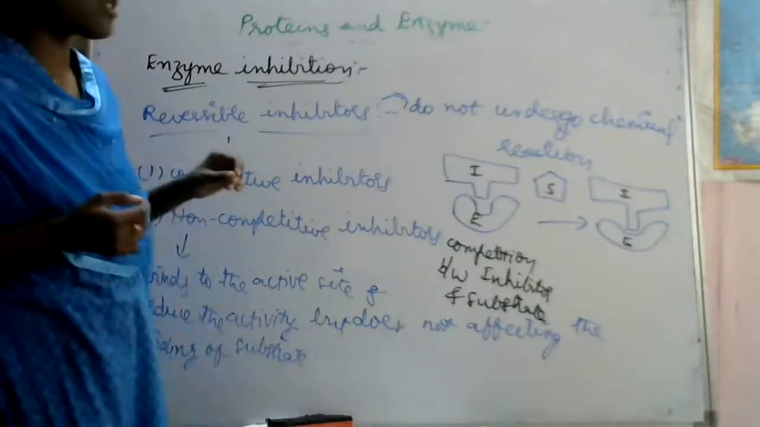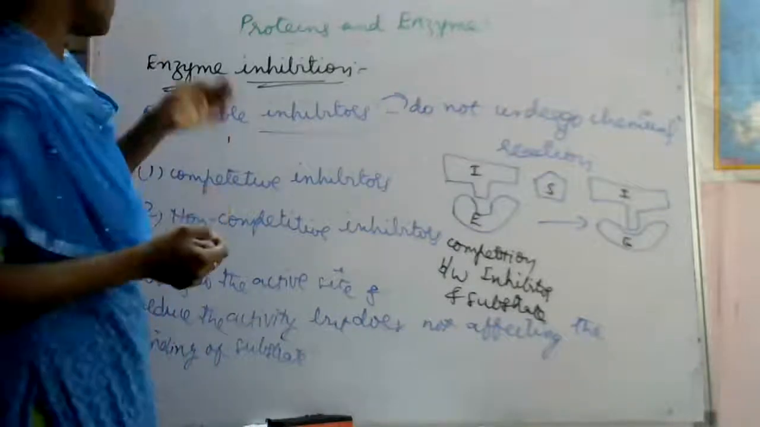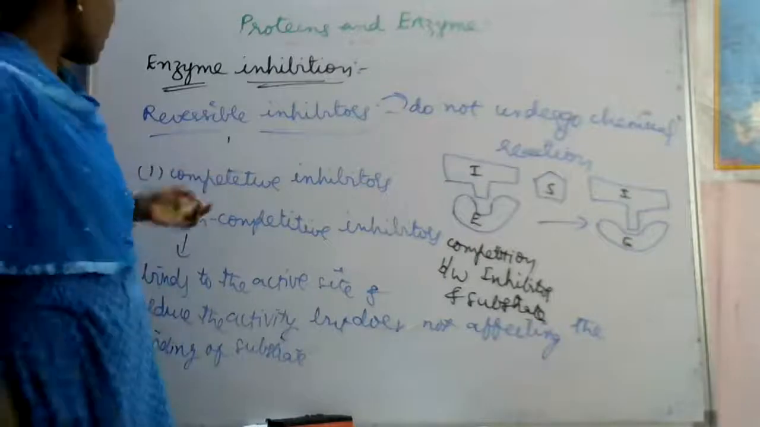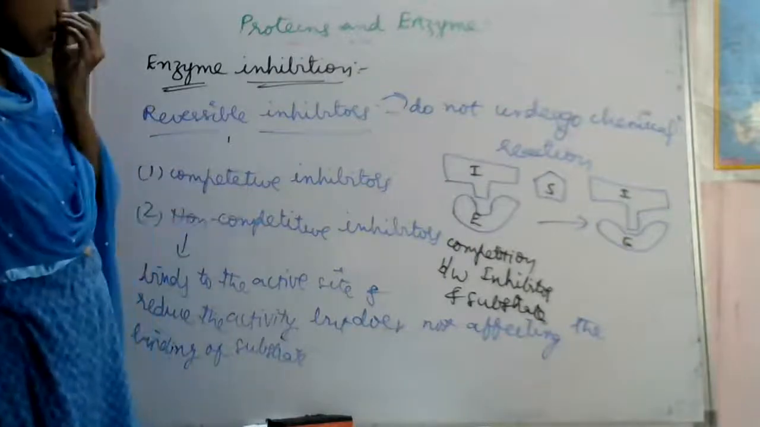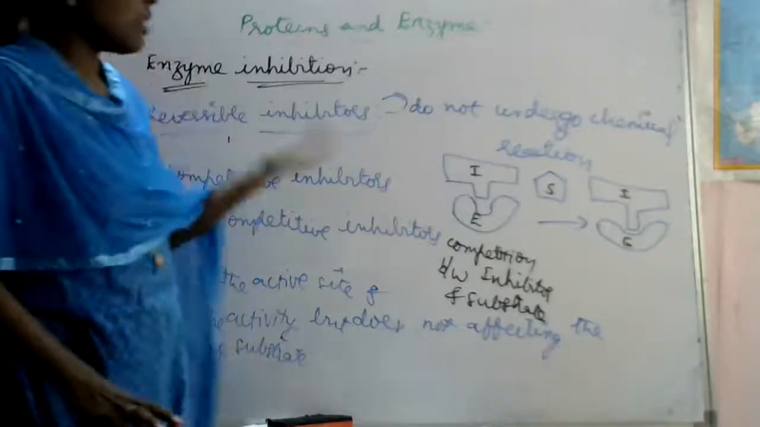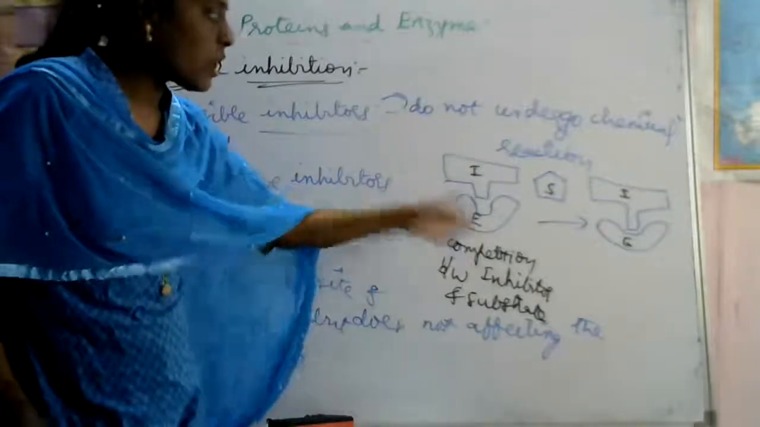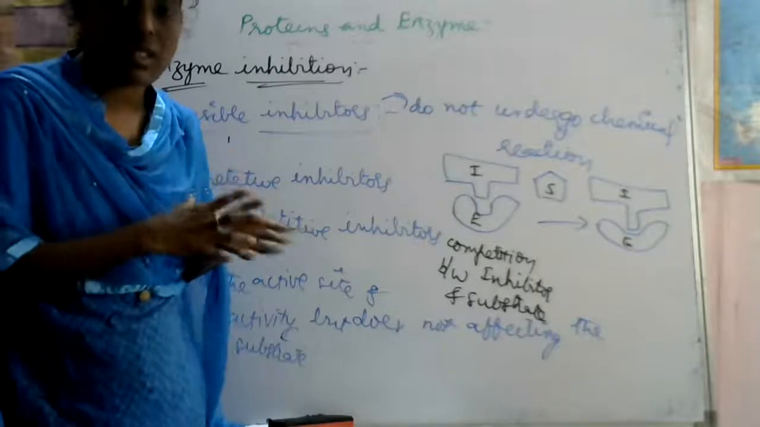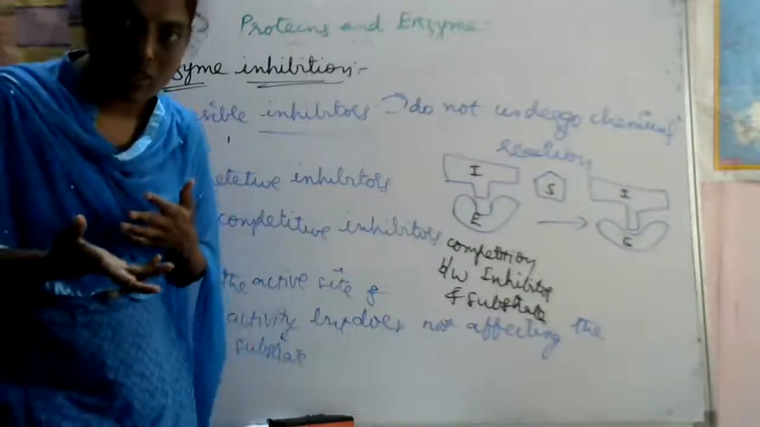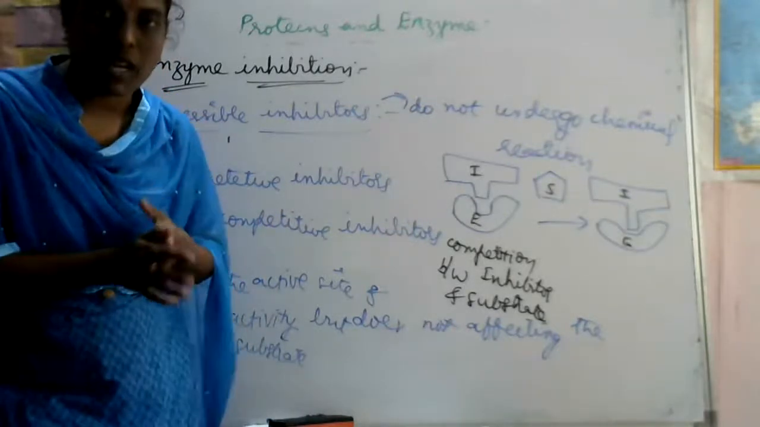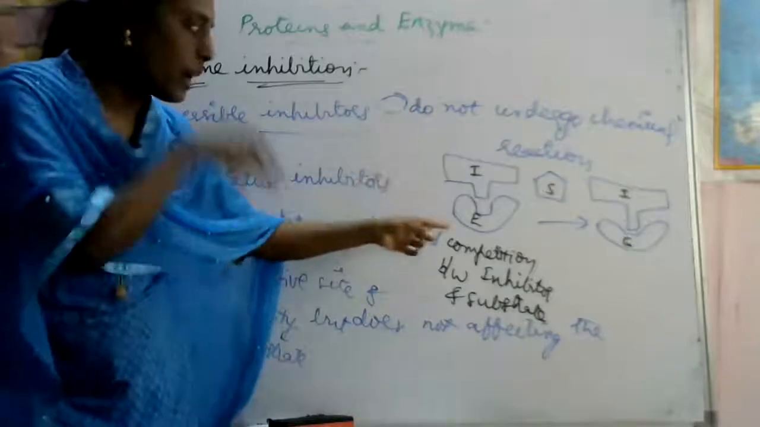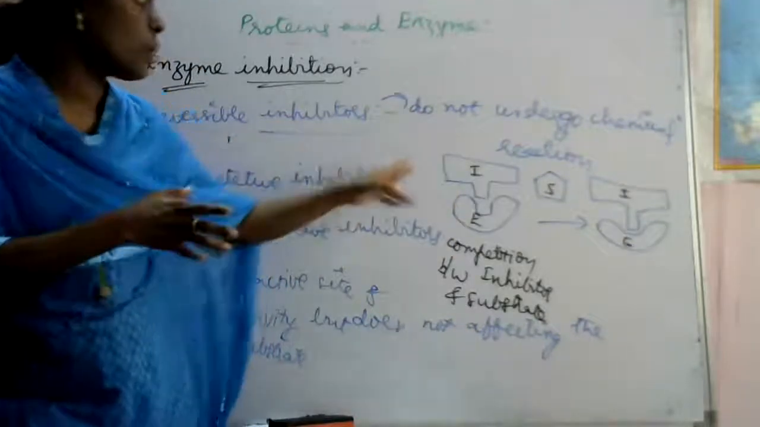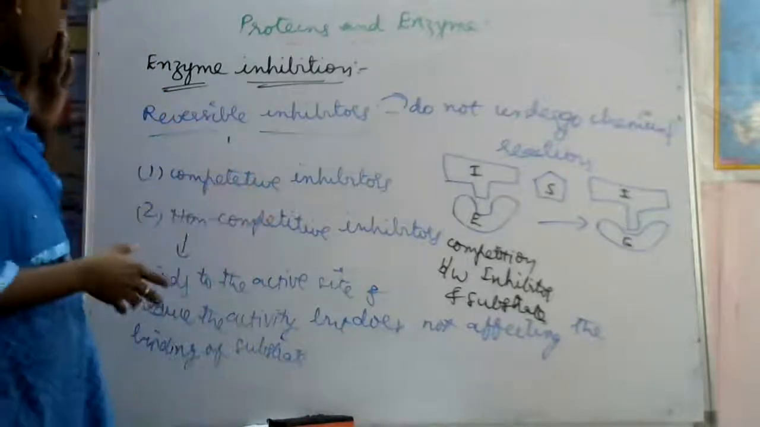In the previous class we discussed the reversible inhibitor. In that, two types are there: competitive inhibitor as well as non-competitive inhibitor. If you take enzyme, inhibitor and substrate, and you increase the inhibitor concentration, the inhibitor will specifically bind and stop the reaction. That is the competitive inhibitor.